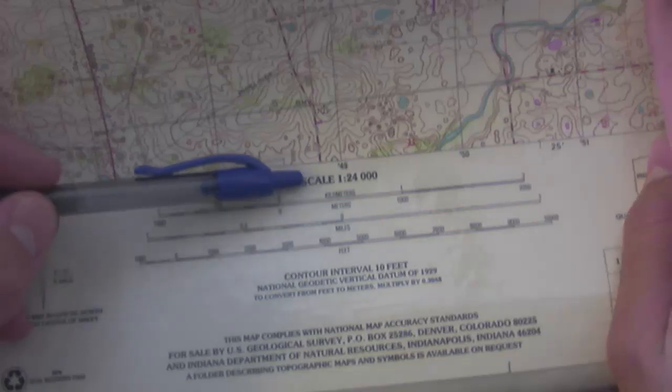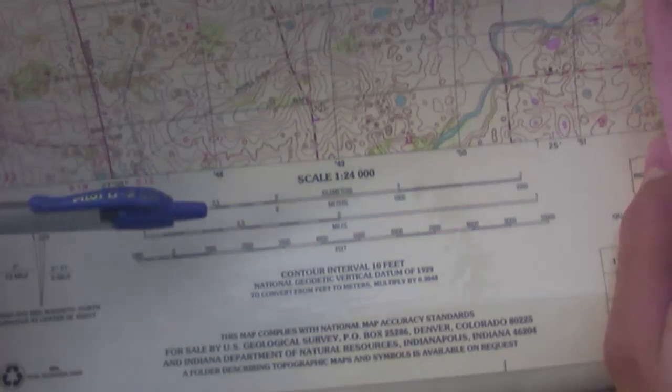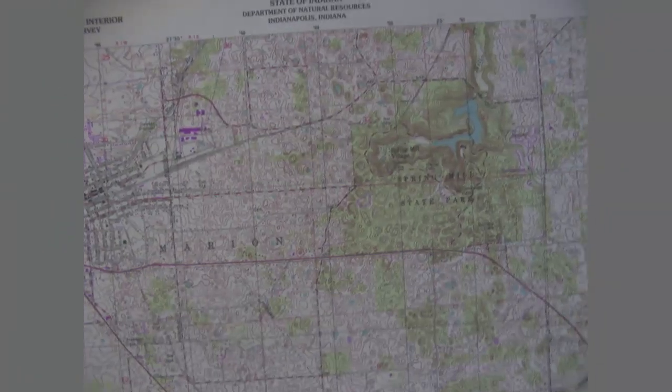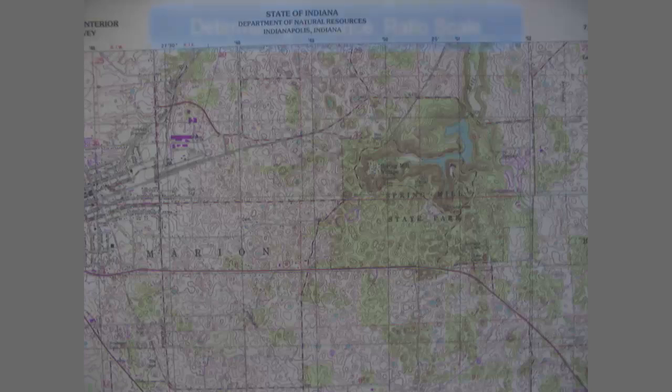We have two types of scales. We've got a ratio scale of 1 to 24,000. We also have a graphical bar, or representation of that scale, and we will look at both of these and how to use them on this map. First off, we're going to be using that ratio scale.